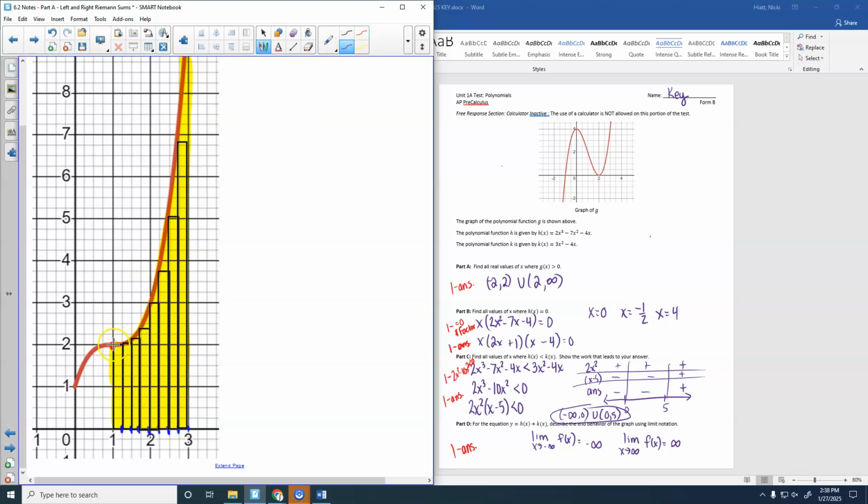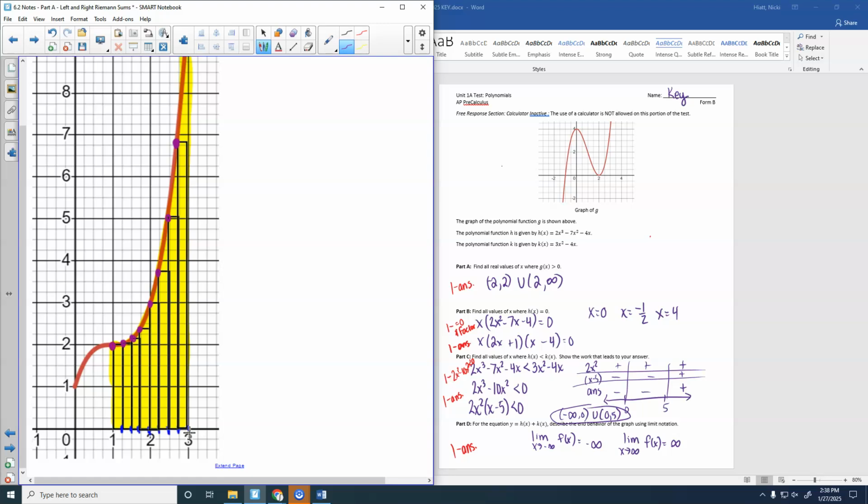I'm going to use red. Right here, right here, right here, right here. We're looking at the left corners this time. And that last left corner is right here at 1.75. So when you go from 1 to 3 and split it into 8 subintervals, there are 9 numbers there: 1, 1.25, 1.5, 1.75, 2, 2.25, 2.5, 2.75, 3. That is 9 numbers. We're using the left ones, so we leave off that last one.